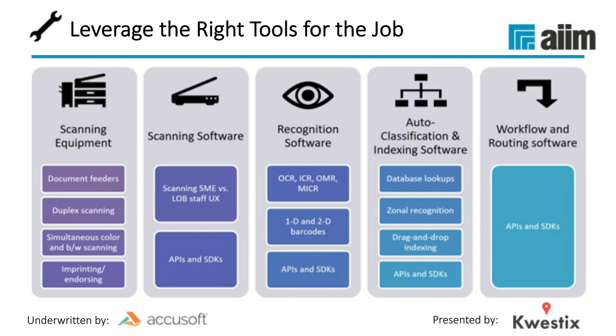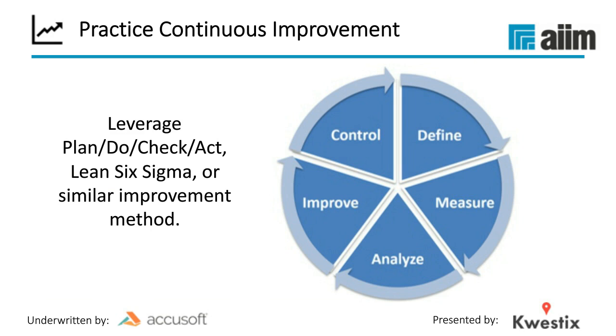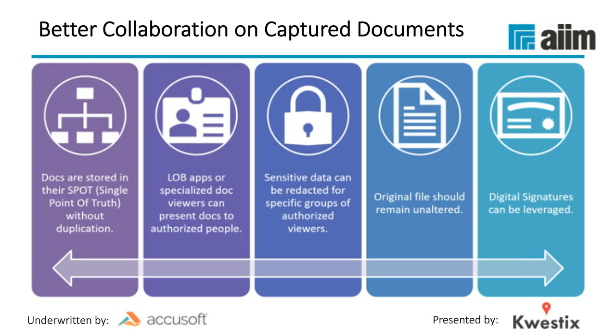And then go on to auto classification and workflow. I'll talk about these together. So zonal recognition, drag and drop indexing, these all can be super helpful in order to speed your processes up. So to make sure that things are improved, you do things like Plan, Do, Check, Act, or Lean Six Sigma, whatever type of process you use at your company, and make sure that you're actually not just setting it and forgetting it, you move on and make sure that it iteratively gets better.